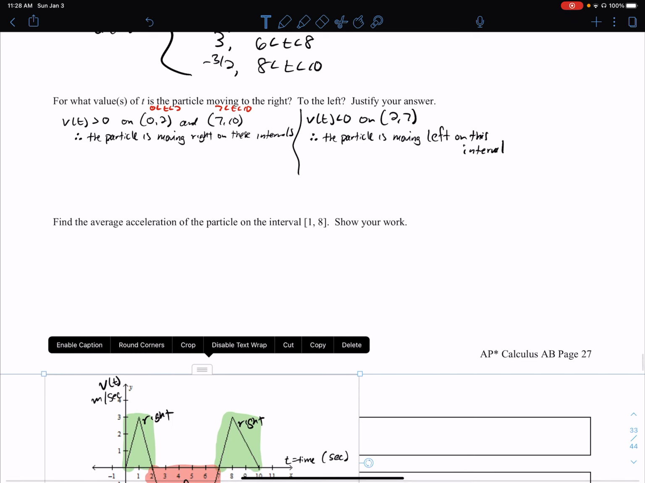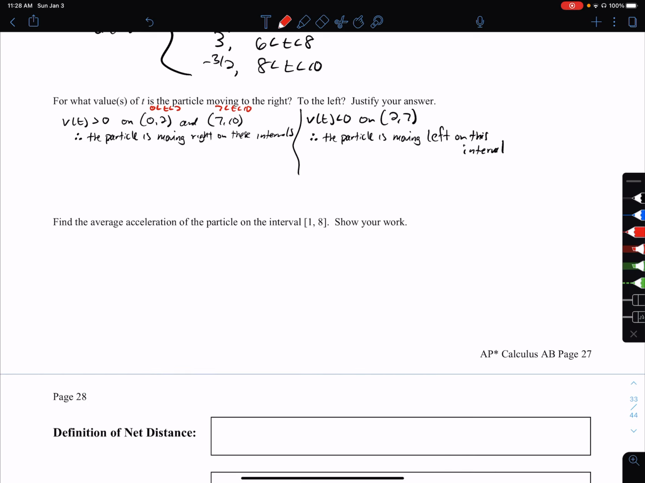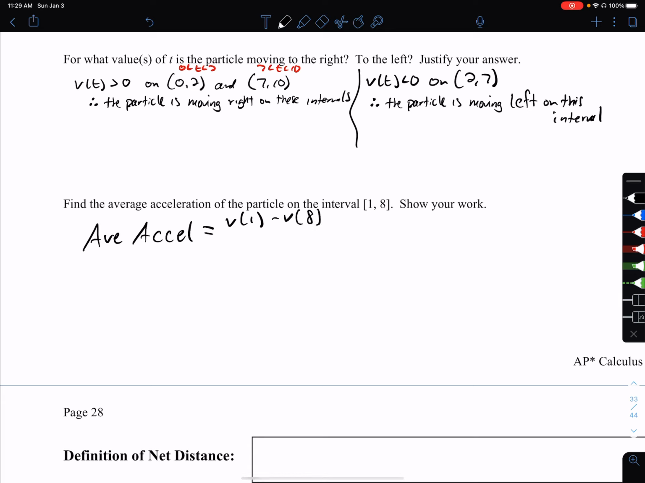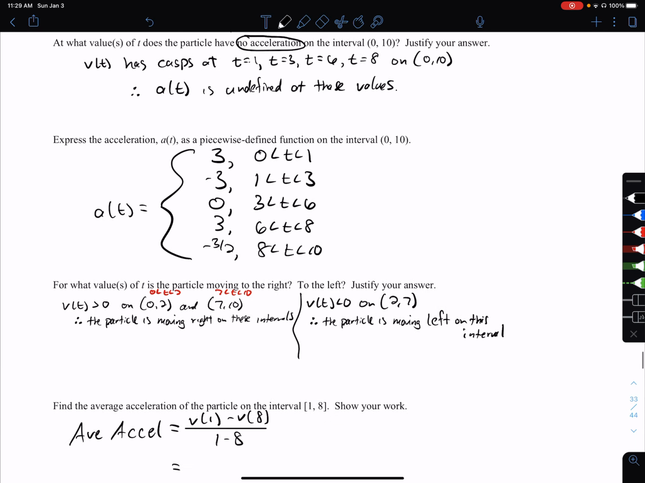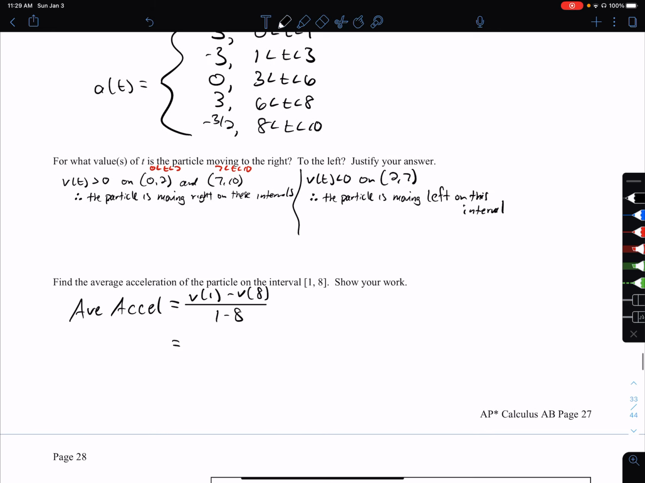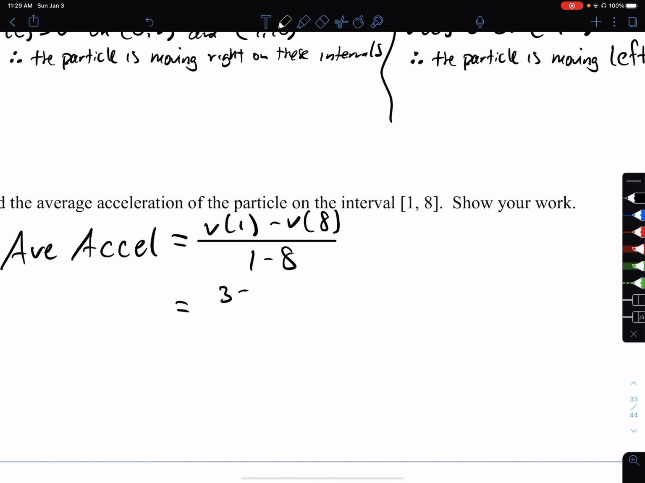Find the average acceleration of the particle from 1 to 8. Well, to find the average acceleration, we're going to take the velocity at 1 minus the velocity at 8 over 1 minus 8. If you look at our graph, the velocity at 1 is 3. The velocity at 8 is also 3. So we're going to have 3 minus 3 over negative 7, which is 0 over negative 7, which is 0.